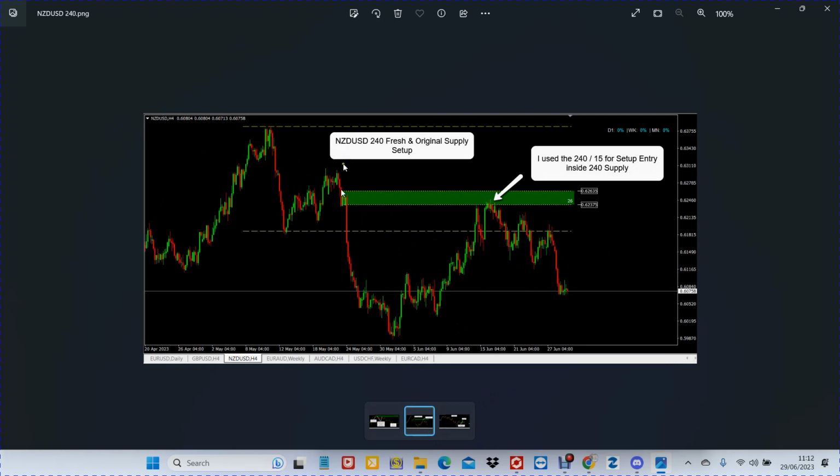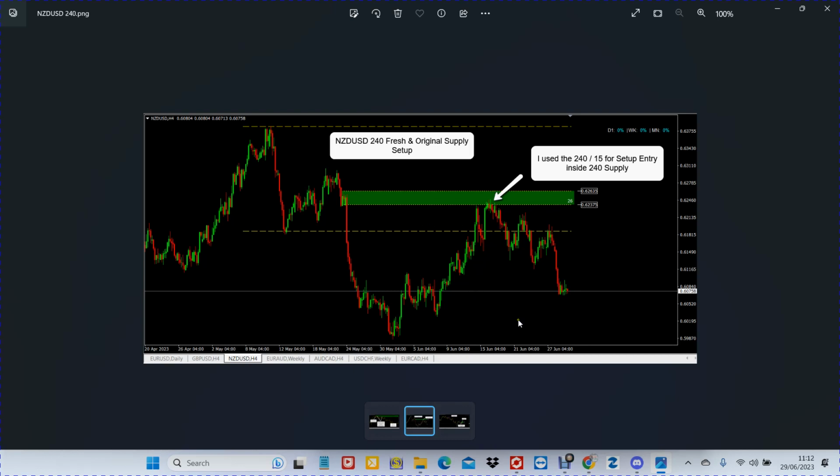Basically, found this 240 drop base drop. As you can see, it's very clean, very like the one here that worked. Very clean, very clear. There's no mess here. I only trade these absolute gems of supply like this, fresh and original. Price came in, could have took this whole level.